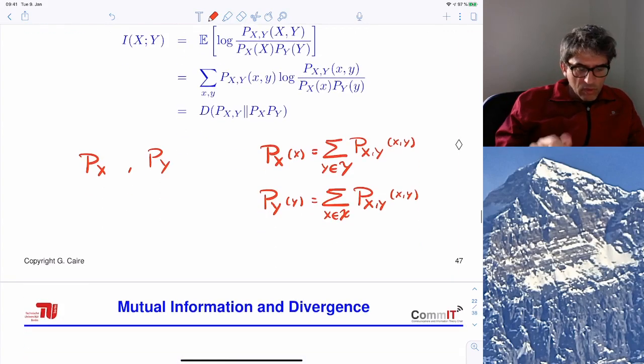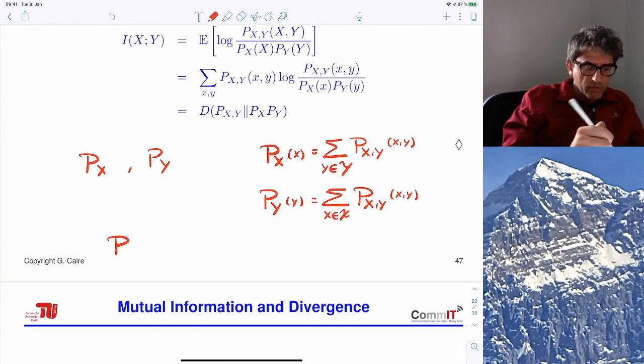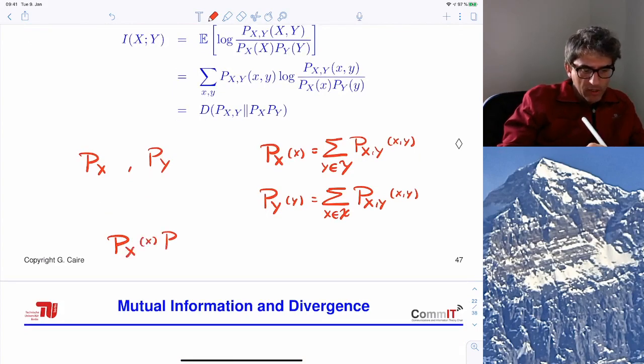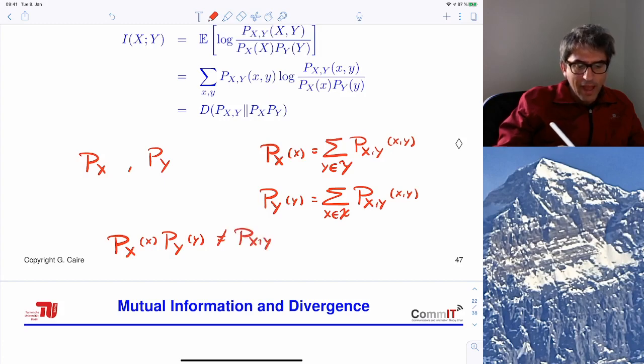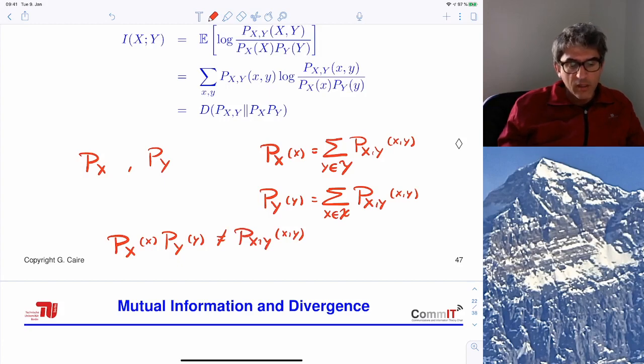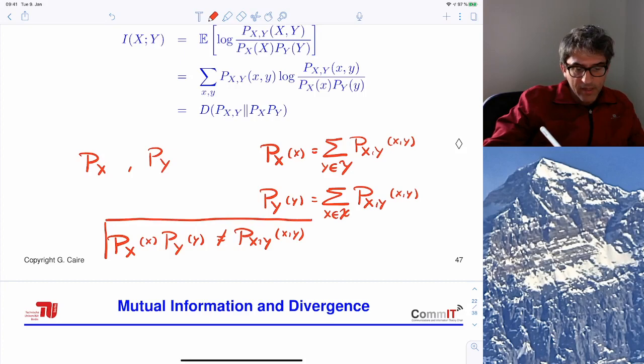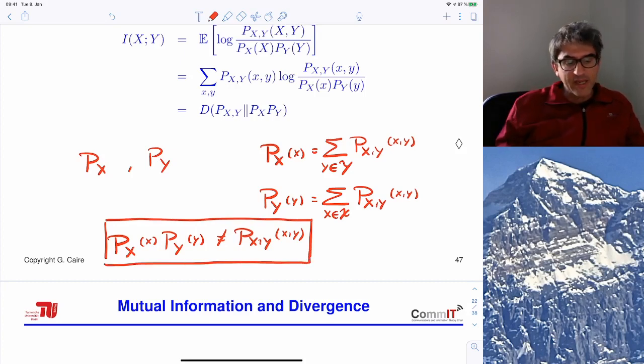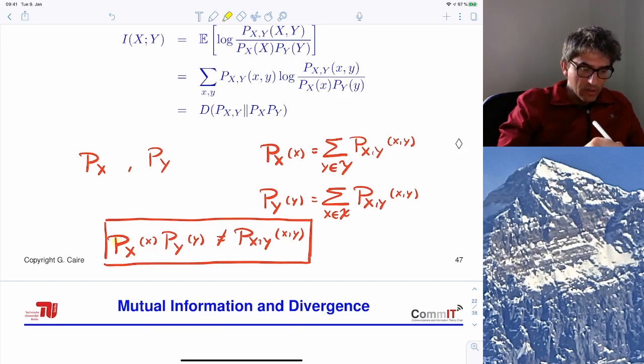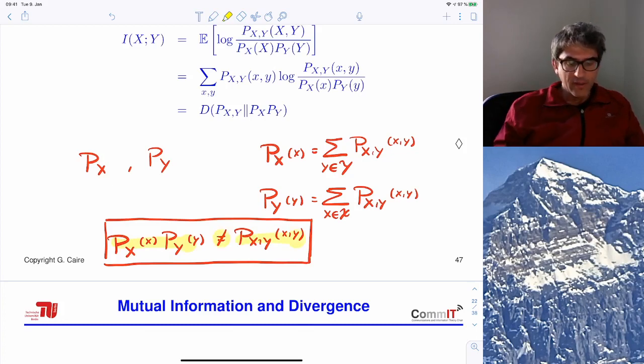Now, consider another alternative distribution for x and y, which will be the product of its marginals. In general, the product of the marginals is different from the joint, unless the two random variables are independent, because we have seen last time that by definition of statistical independence, two random variables are called statistically independent if their joint probability mass function factors into the product of the two marginals. So in general, for statistically dependent random variables, these two alternative distributions, the product of the marginals and the joint, are different, with the special case that when they are independent, they coincide.